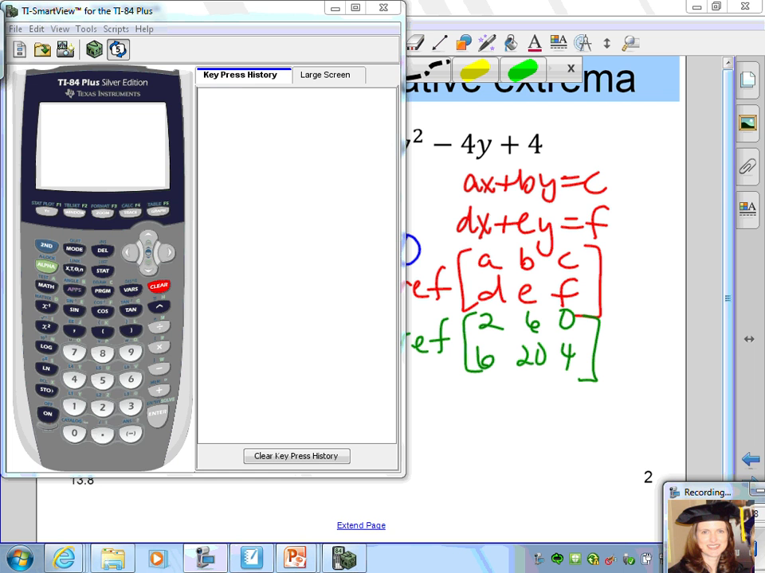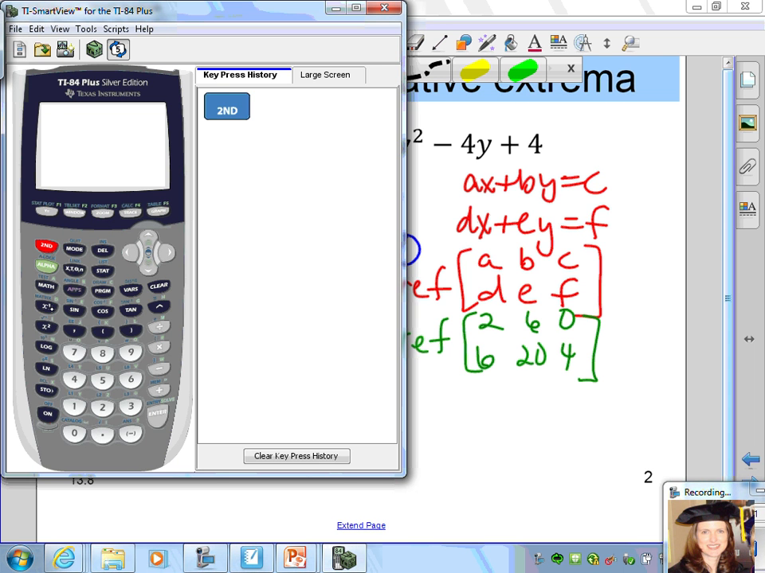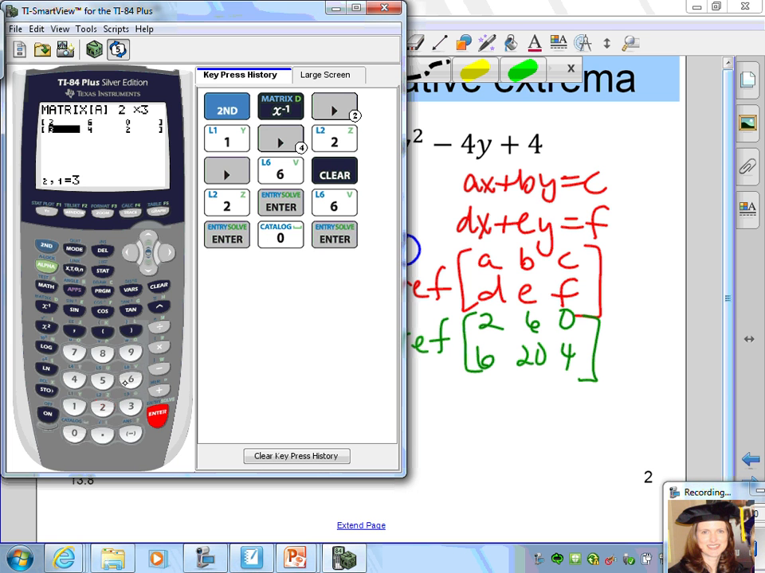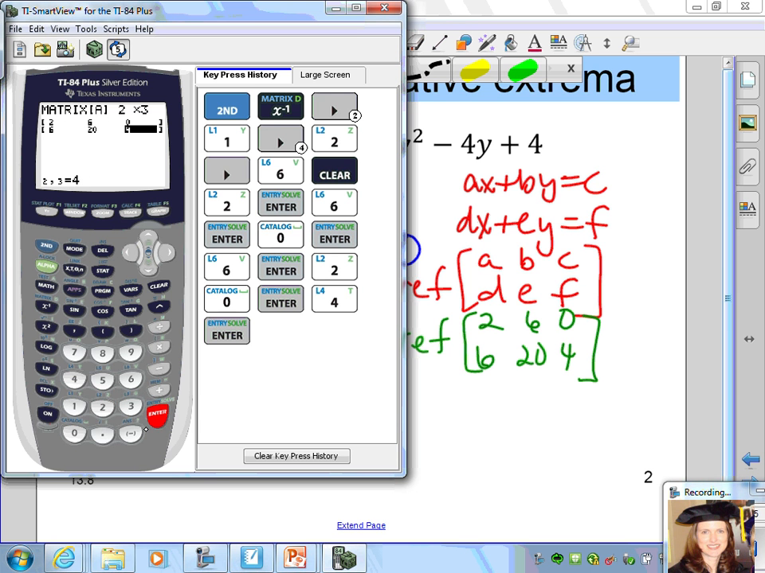To build the matrix on the graphing calculator, we're going to press second, and then the matrix menu. We need to edit the matrix first. The size of the matrix is a 2 by 3 matrix. And the numbers that we enter are the numbers from our equations, pressing enter after each one. Okay, so we've entered and edited the values of matrix A.